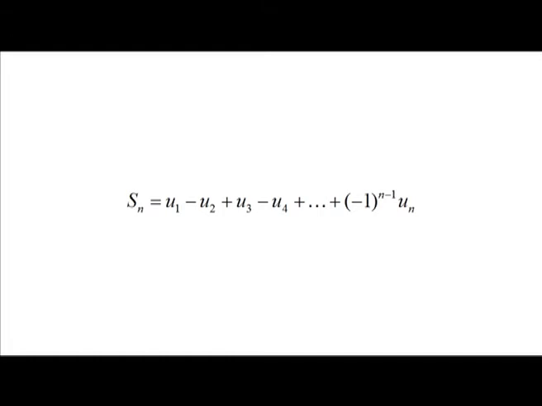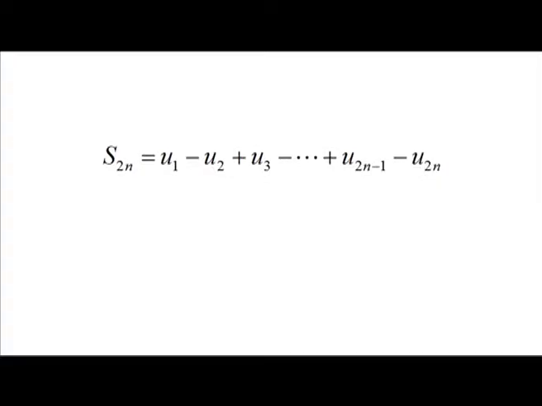Now for all n, S2n plus 2 minus S2n equals u2n plus 1 minus u2n plus 2, greater than or equal to 0, which implies S2n plus 2 is greater than or equal to S2n, which implies the sequence S2n is a monotonic increasing sequence.